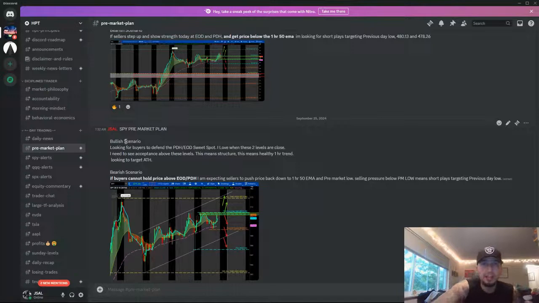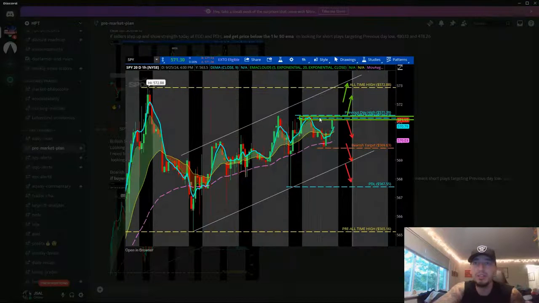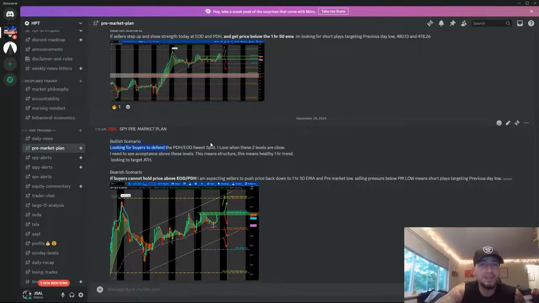You're going to see here, SPY pre-market plan, bullish scenario: looking for buyers to defend PDH in end of day sweet spot. That's what I call the sweet spot. We have PDH and end of day right next to each other. In a bullish scenario, I'm looking for buyers to defend it. This means bullish structure, a bullish break and retest, a healthy 1 hour trend, and healthy moving averages. We're not extended, et cetera. Looking to target all-time high.